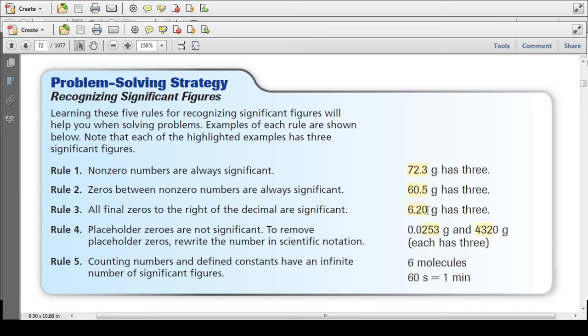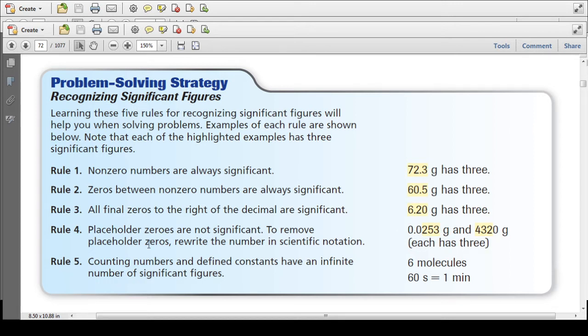However, in rule number 4, placeholder zeros are not significant. To remove placeholder zeros, try writing the number in scientific notation. In this case, we have 0.0253. These 2 zeros are not significant. Just as if we had 4,320, this 0 right here is not significant. And we say that each of these has 3 significant figures, which is highlighted in yellow.